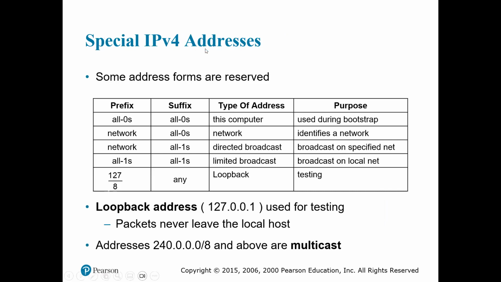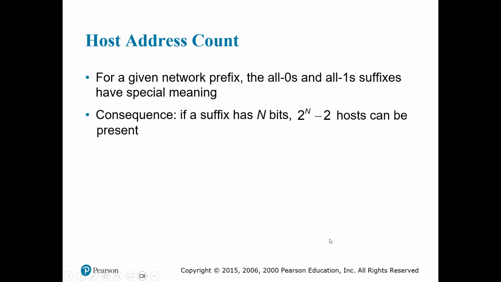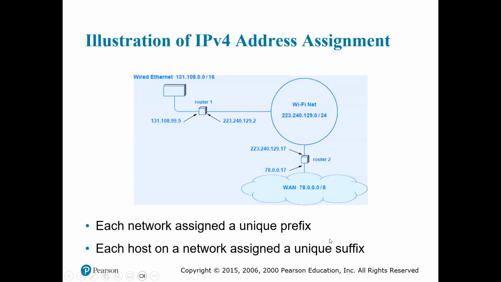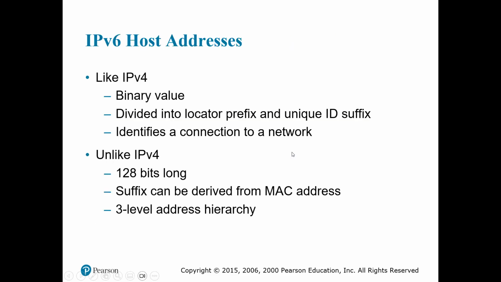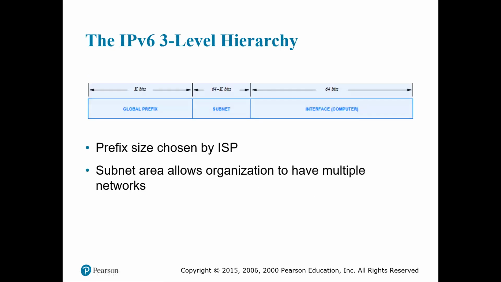So there are special IPv4 addresses like the 127, that's for loopback, and 240 and above are multicast, right? So let's see, let's find something here. Yeah, this shows different kinds of media. You have Wi-Fi, and then you have cabled, and you have a router in between. So a lot of this is intuitive when you flip through this.